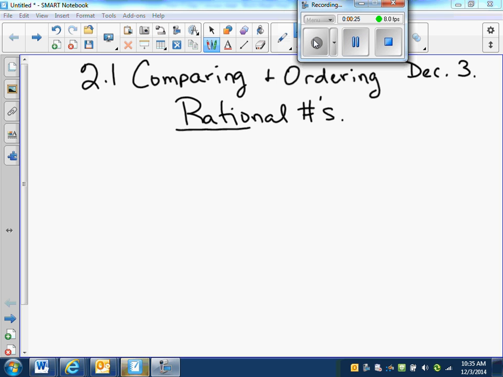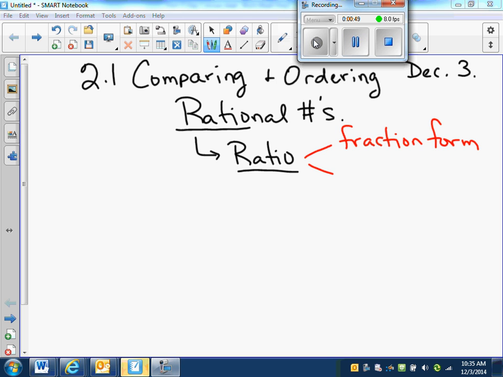A root word here of rational numbers is ratio. So a rational number is often a ratio. And so ratios can be written in two different forms. You need to be able to recognize rational numbers, ratios, in terms of fraction form, and also in decimal form. Okay, so we got fraction form and decimal form, and we want you to be able to recognize those and kind of play with them.